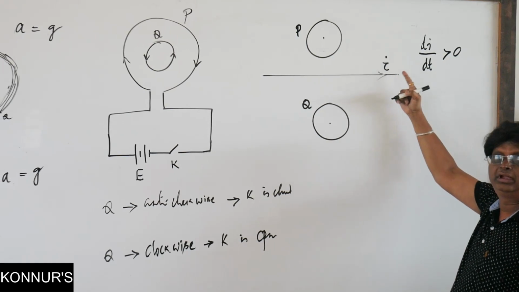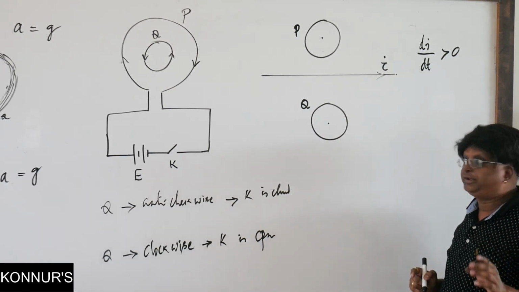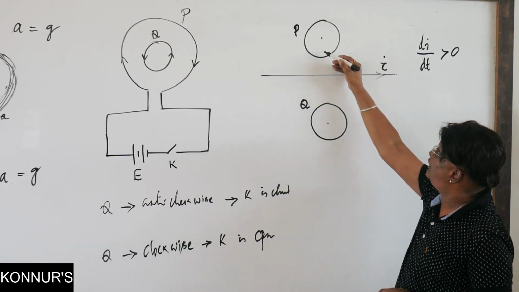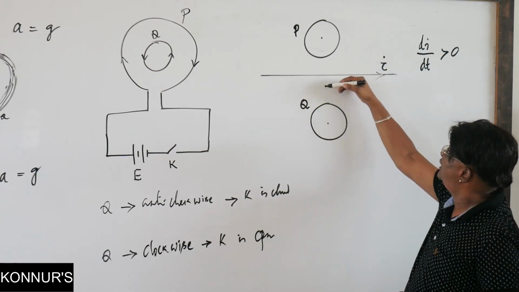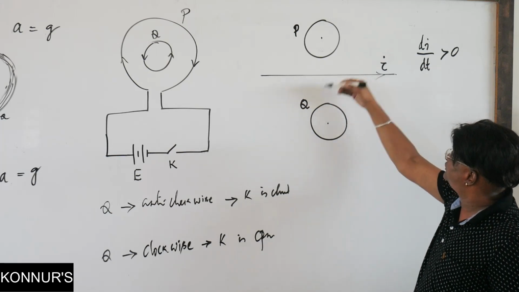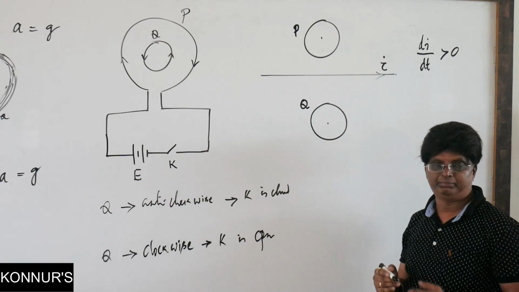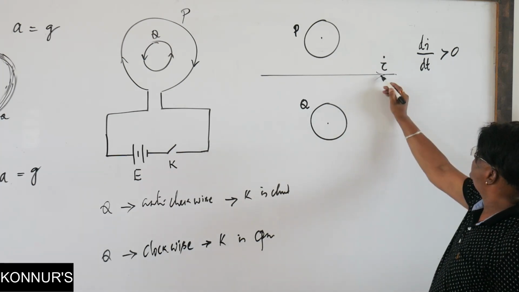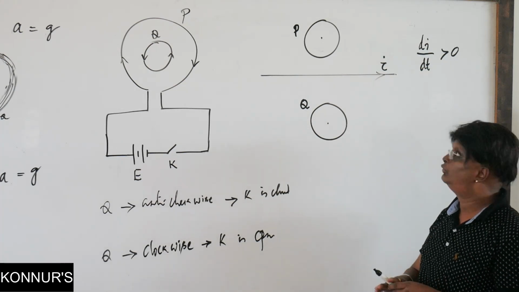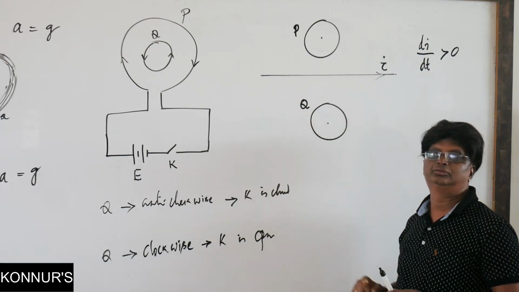Current is increasing at a constant rate. Remember, current increasing at constant rate. Now here we have again two coils P and Q. One placed above this wire and another one, Q, placed below the wire. And remember, all of them are in the same vertical plane. Now when this wire carries current which is increasing at steady rate, what will be the case of induced currents in the coils P and Q?